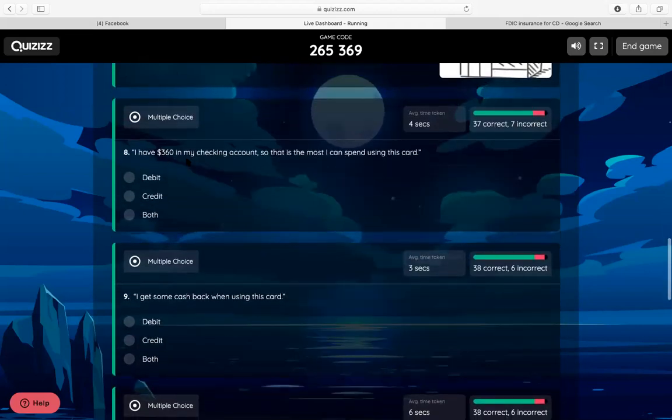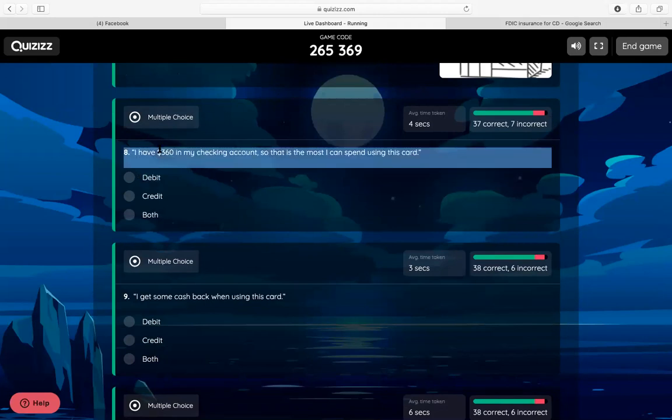I have $360 in my checking account. So that's the most I can spend using this card. It's a debit card because if you don't have money, you can't spend using a debit card. So you could only spend $360 if that's all you have.